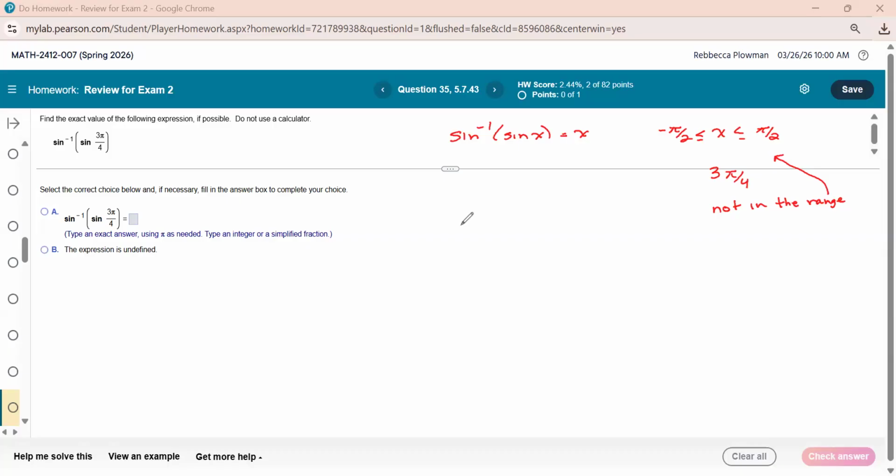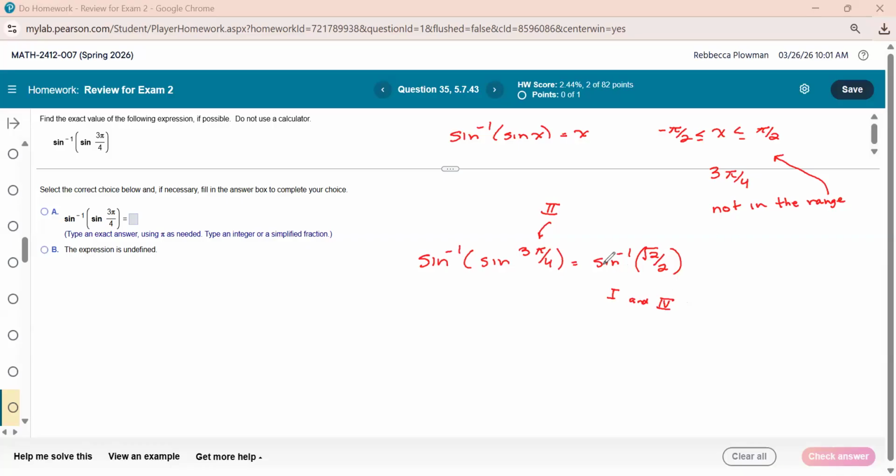Because if we go and get out a unit circle, I'm not going to keep switching back to the unit circle. You should have copies of these. But if I do inverse sine of sine of 3 pi over 4, then sine of 3 pi over 4 is going to give me square root of 2 over 2. And this is actually in quadrant 2. So remember, we're looking at inverse sine, which is in quadrants 1 and 4.